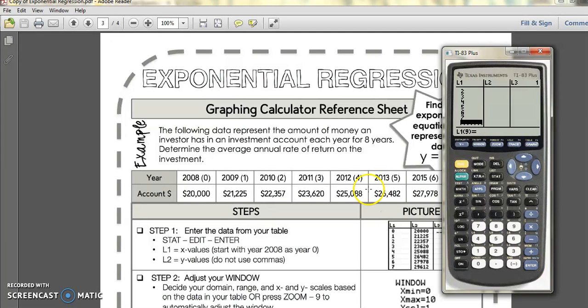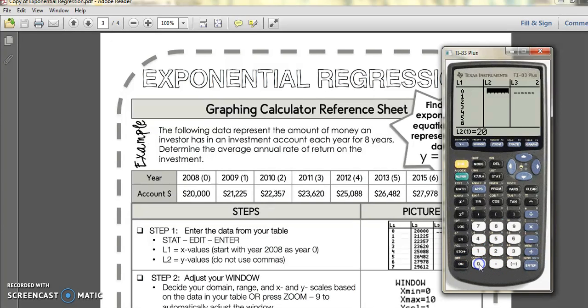So why are we doing that? He put this money in his account in 2008. We want to know how much interest he's made, or how much his account balance is worth after that. So the difference in years between 2008 and 2009 is 1. The difference in years between 2008 and 2010 is 2. Then we're going to go over to list 2, and now we're going to enter the amount.